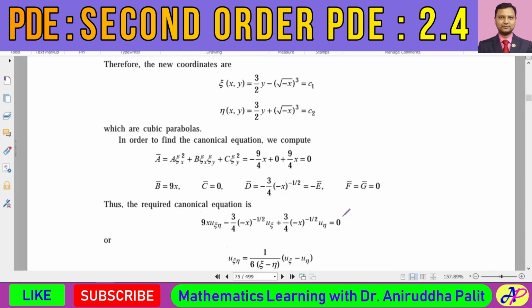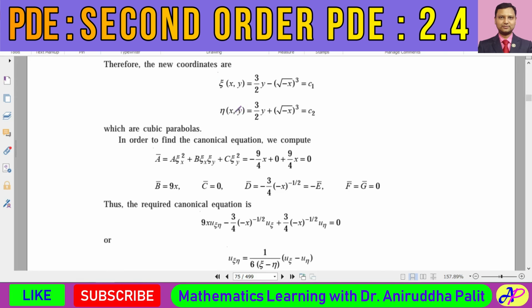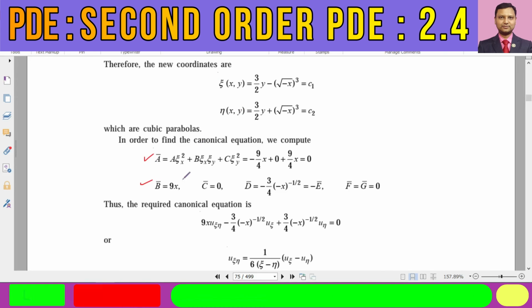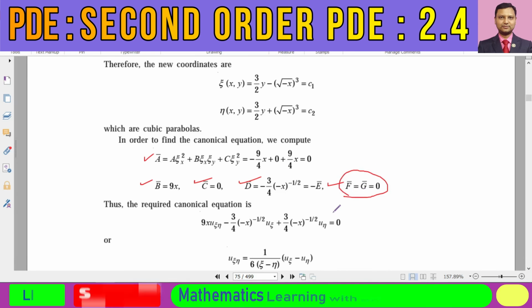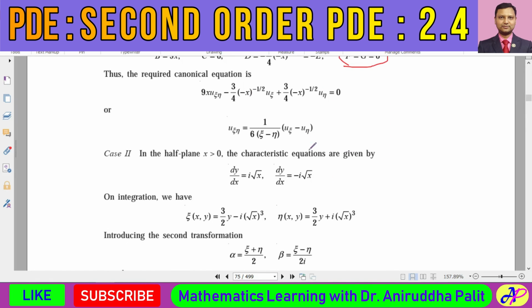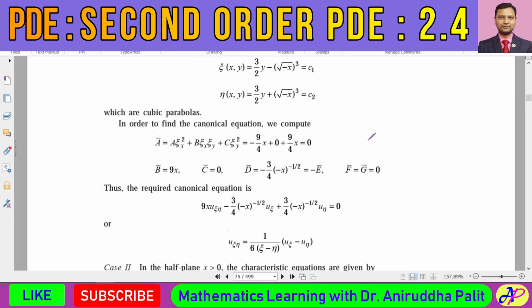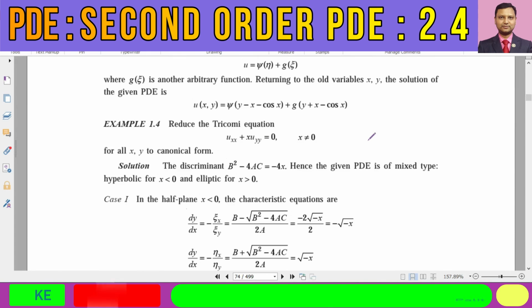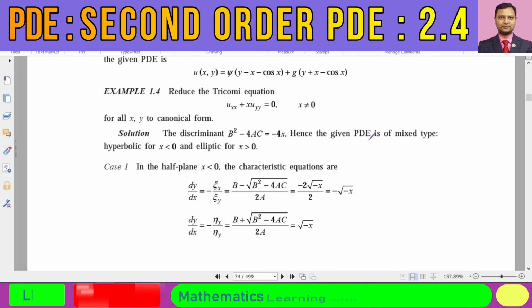Anyway, in this way, with these expressions of xi and eta, we got the expression of a bar, then b bar, then c bar, then d bar, e bar, f bar, g bar, etc. And finally, we got this kind of canonical form of the given partial differential equation. U xi eta is there, so it is in parabolic form. No, not parabolic form, sorry, it is in hyperbolic partial differential equation, hyperbolic partial differential equation.